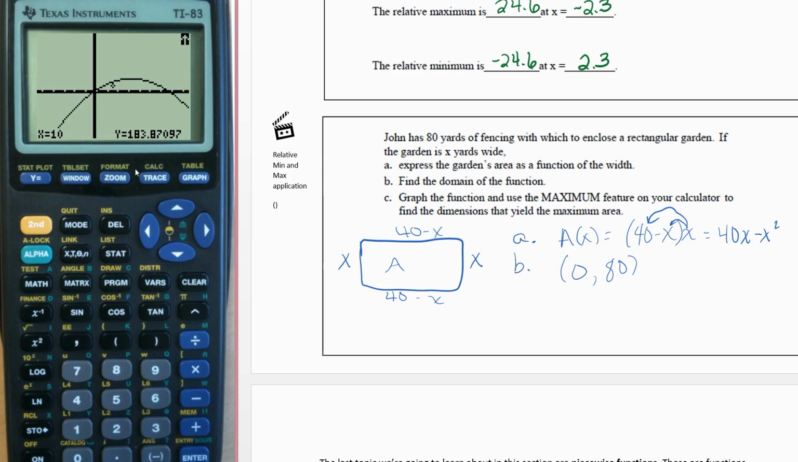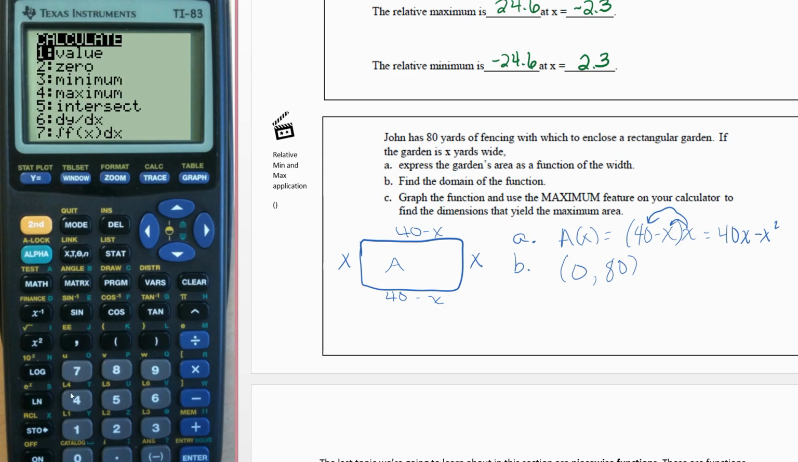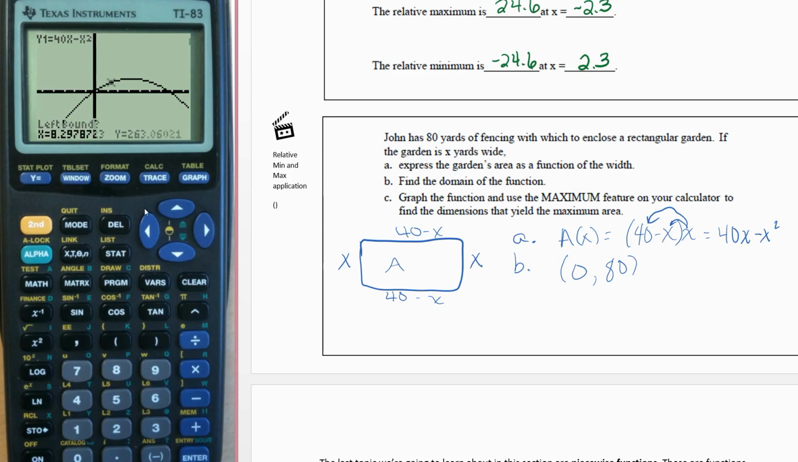So we're going to do second calc 4 for maximum. We're already to the left of the hill, so we can hit enter for left bound. We're going to move the cursor so we get over the top. Hit enter. Hit enter again. And we see that the maximum is at x equals 20. So that would be the width. Oops, sorry, I can't write today.